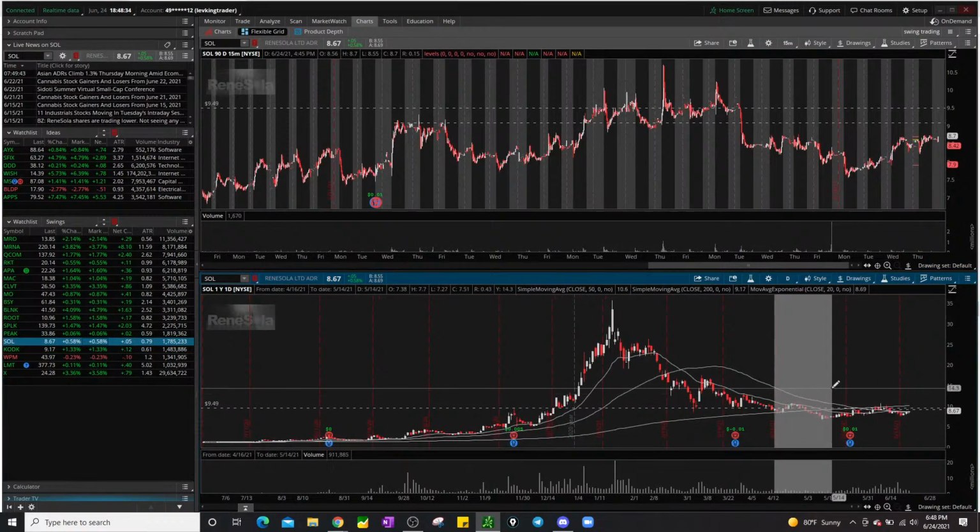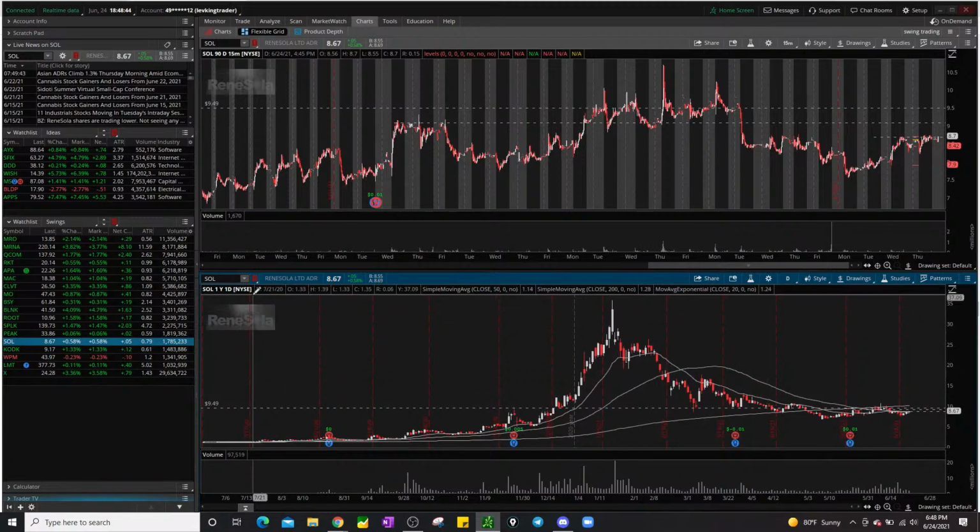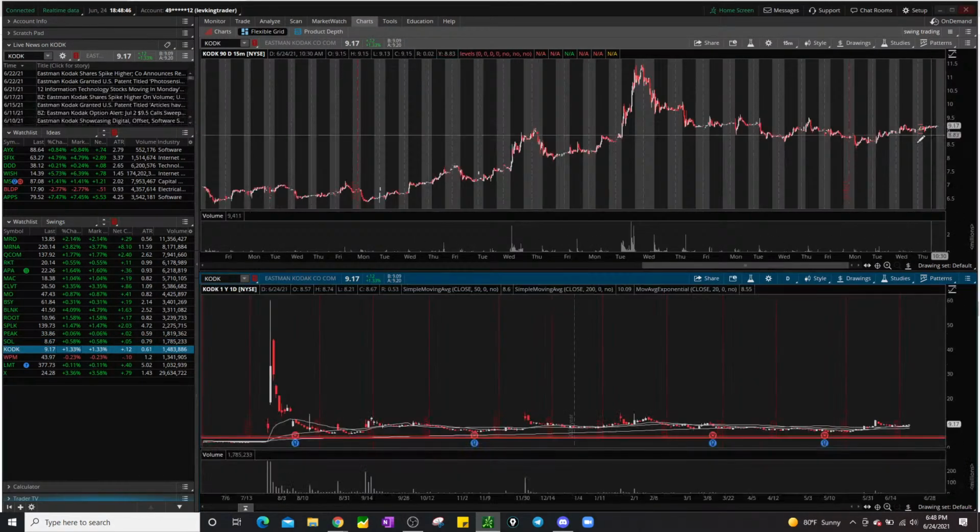SOL, solar name, trying to break over 2 days. Look at this beautiful level established. Watch out for the breakout tomorrow on SOL. It's a speculative name, could be really wild.